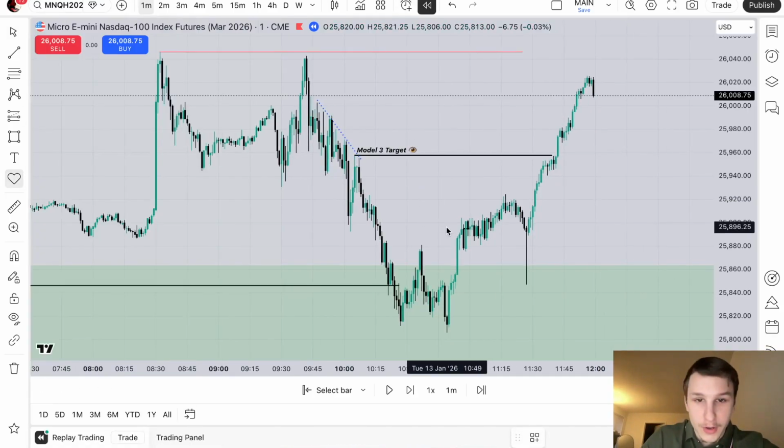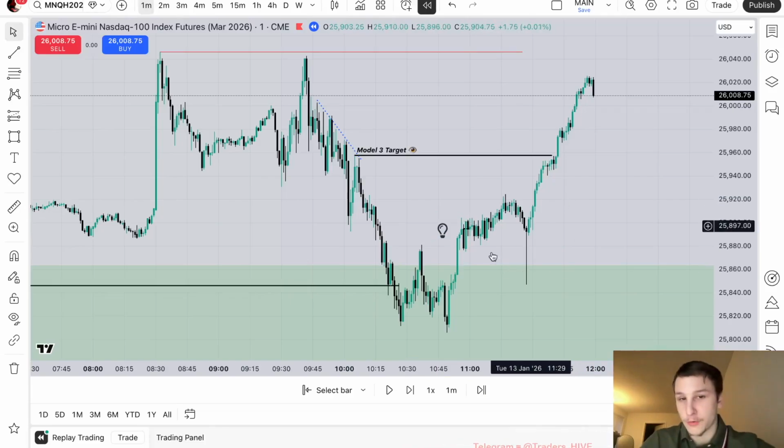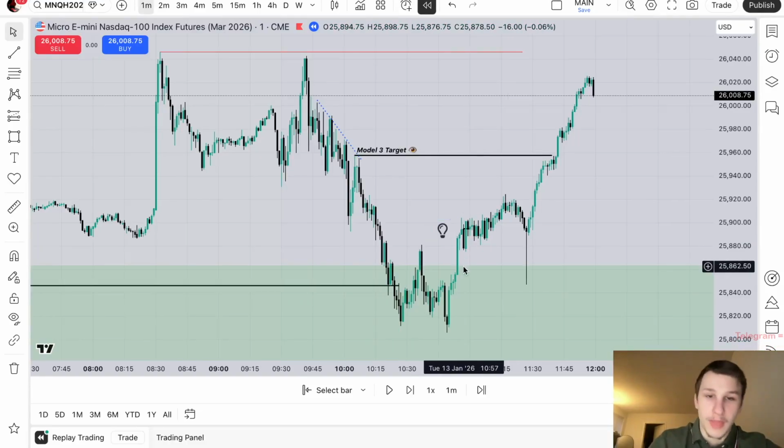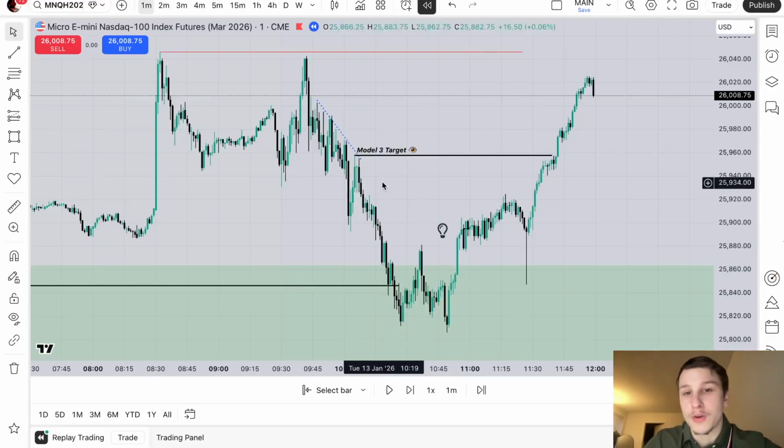Well, it's actually right here where we took the trade, right? Now, there's multiple reasons why this is a light bulb. Number one, we had a change in the state of delivery on the higher time frames, which I'll get into in later videos. And while that was happening, we created multiple fair value gaps in the direction of the Model 3 target.